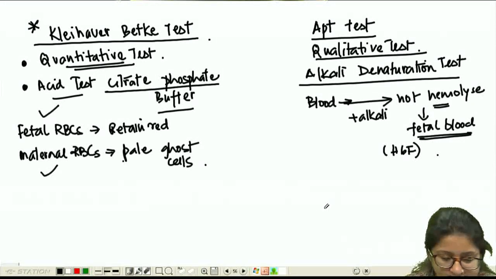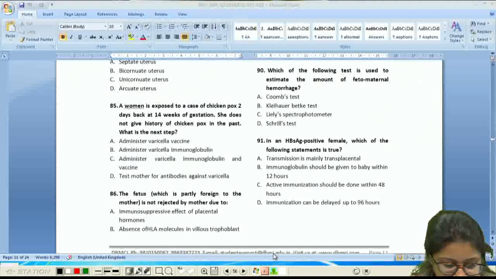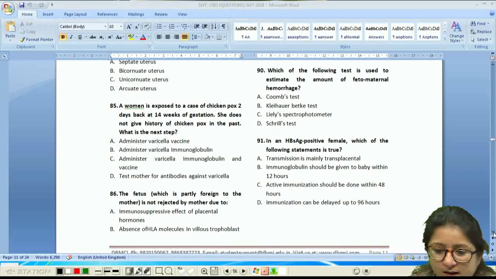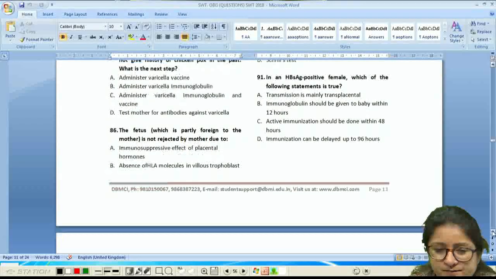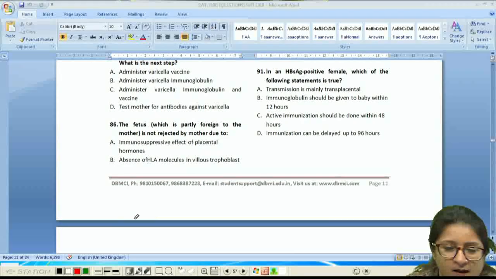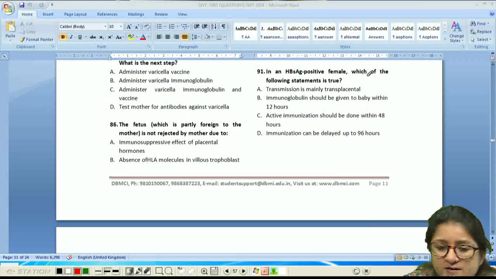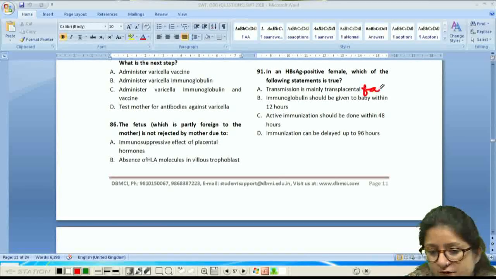Now coming on to the next question. In an HBsAg positive female, which of the following statements is true? Now, transmission is mainly transplacental. This is a false statement.